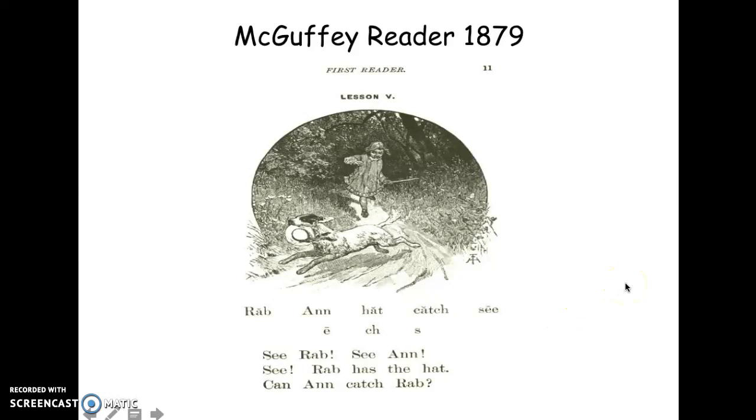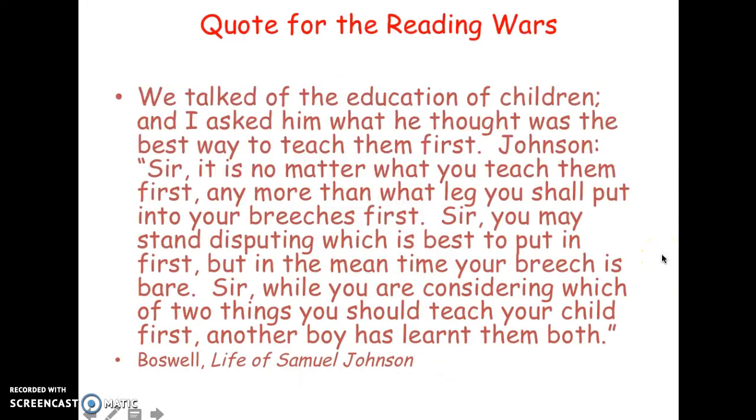We go back again to a McGuffey reader from 1879. Again, you see here almost all of these words are short A words. Rab, and, rab, has, hat, can, and, catch, rab. So there's a few what we would call sight words like see and has, but many of these words are short vowel A words. Here's a quote that I'm going to let you read.